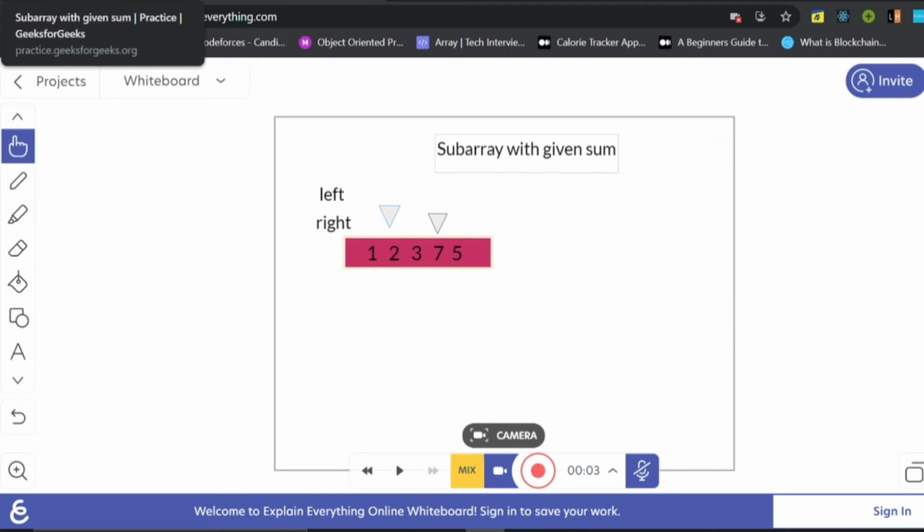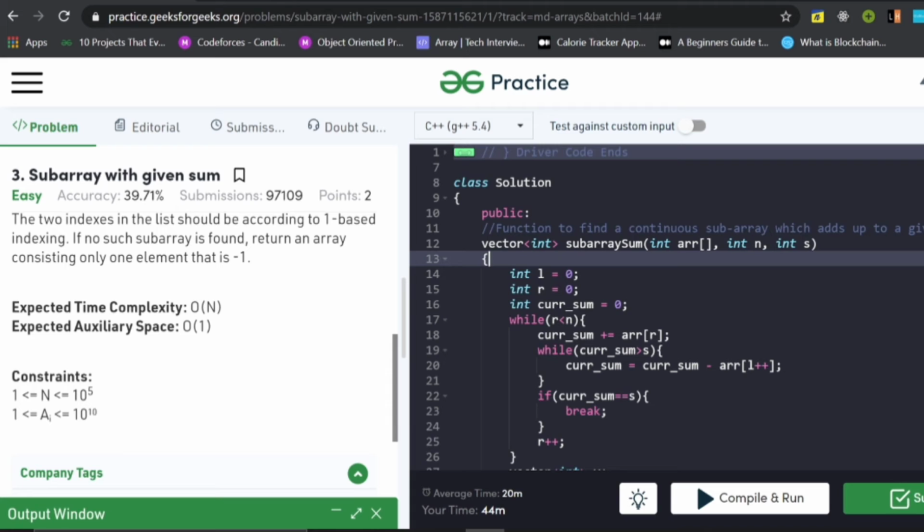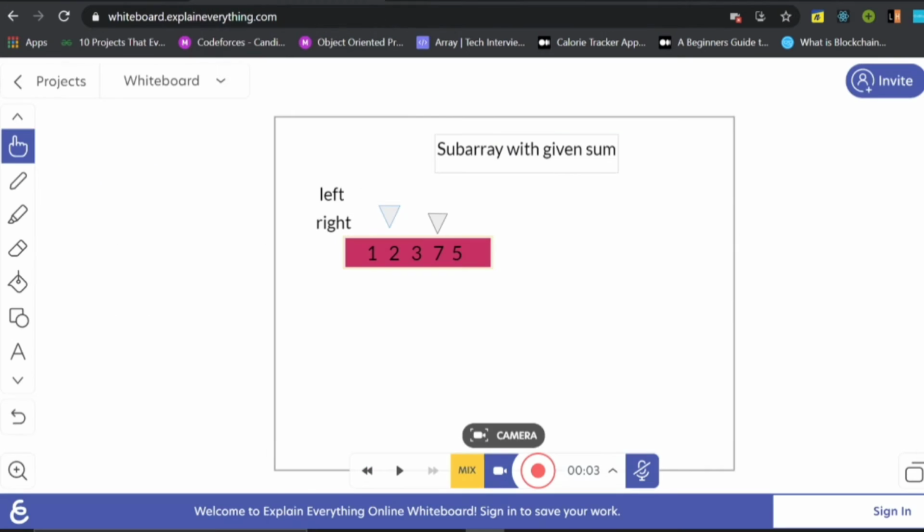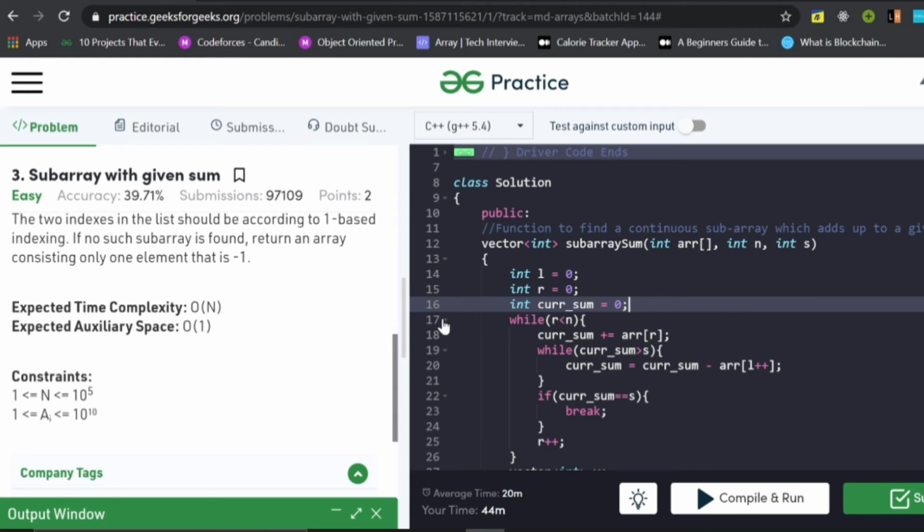So let's look at the code once. We basically have to write this particular function. As I said, we have two pointers, left and right. Initially both are pointing at the 0th position, the first position, and I am maintaining a variable current sum which is 0. Now I move my right pointer towards the right, till it's less than n, and I increment my current sum. I keep incrementing it as long as my current sum is less. As soon as my current sum becomes greater than my target sum S, I subtract my left value.